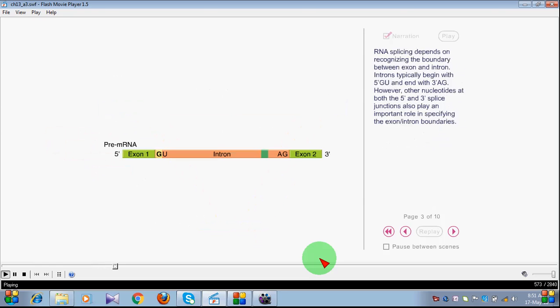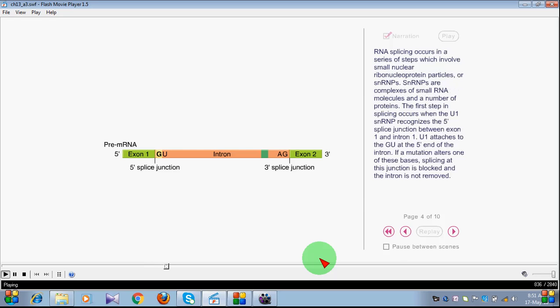RNA splicing depends on recognizing the boundary between exon and intron. Introns typically begin with 5' GU and end with 3' AG. However, other nucleotides at both the 5' and 3' splice junctions also play an important role in specifying the exon-intron boundaries. RNA splicing occurs in a series of steps which involve small nuclear ribonucleoprotein particles, or SNRPs. SNRPs are complexes of small RNA molecules and a number of proteins.